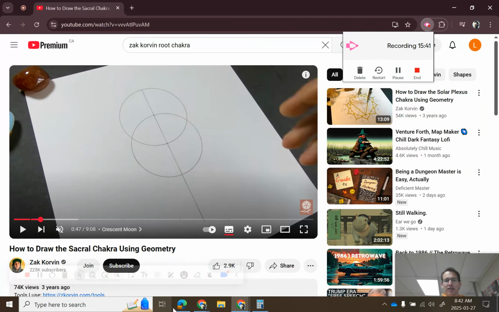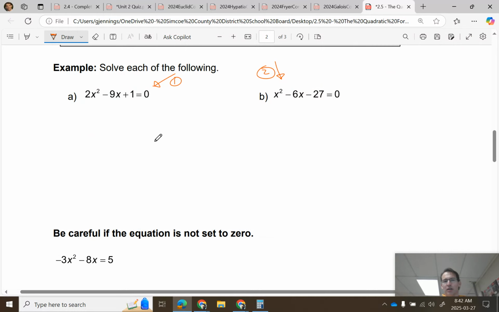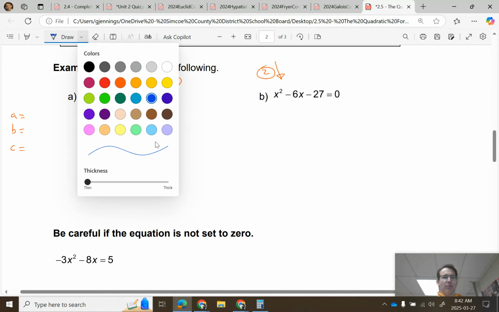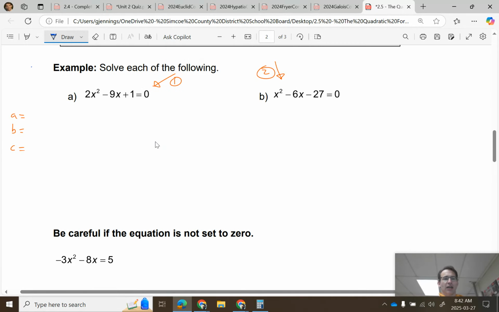All right, you've had a bit of time, so walk me through. Step 1, I make my little chart. A equals, B equals, C equals. What are they, everybody? What's my A? 2. What's my B? -9. What's my C? 1. And then I sing it. X equals, let's go, negative B plus or minus the square root of B squared minus 4AC over 2A.